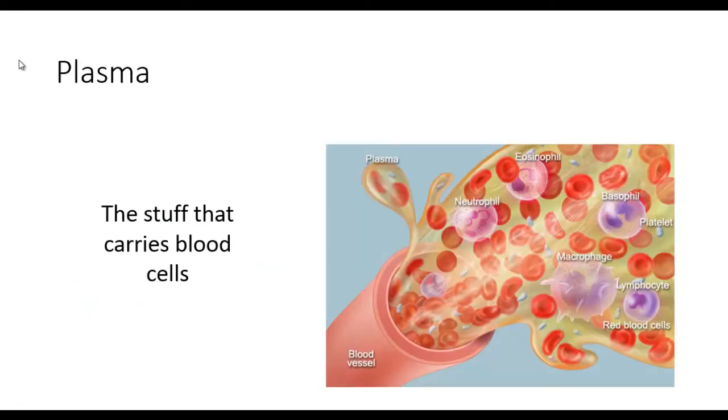The best way to think of plasma is just the stuff that all of the cells move in. I thought this picture was a pretty good way of explaining that. You can see there's different kinds of cells in this particular picture, but it's all moving through the river that is plasma, I guess. So plasma is the material in which the cells actually are able to move.